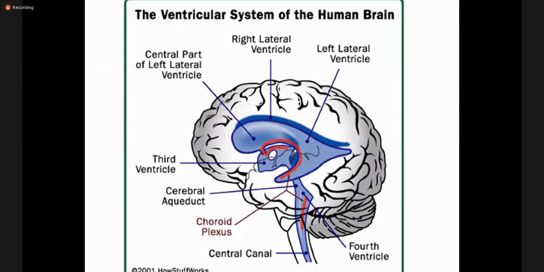This is our ventricular system where CSF flows. It is made in the lateral ventricles in these choroid plexus. From the lateral ventricles, through the foramen of Monro, it comes into the third ventricle. From the third ventricle, through the aqueduct of Sylvius, it comes into the fourth ventricle, and from the fourth ventricle, it is absorbed into the arachnoid granulation and goes into the blood.